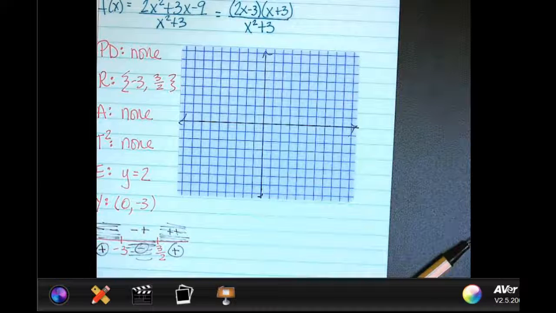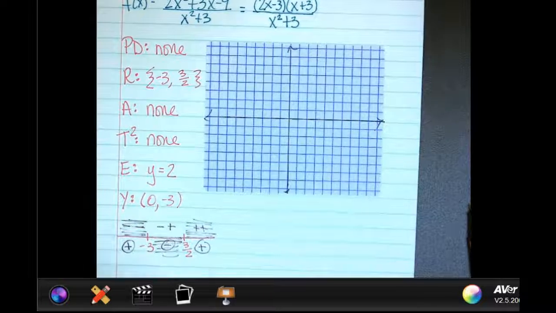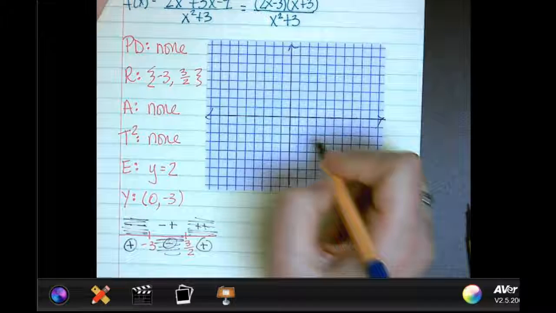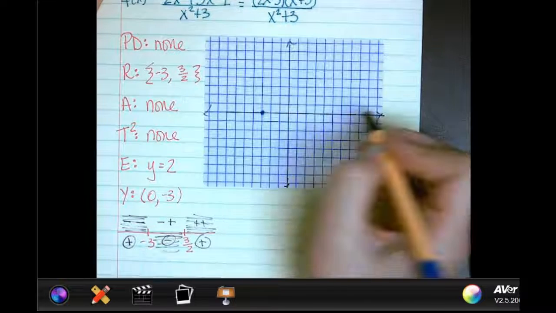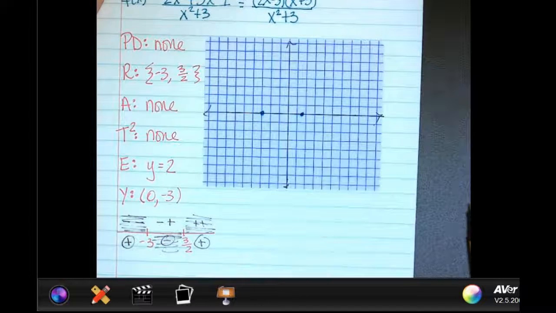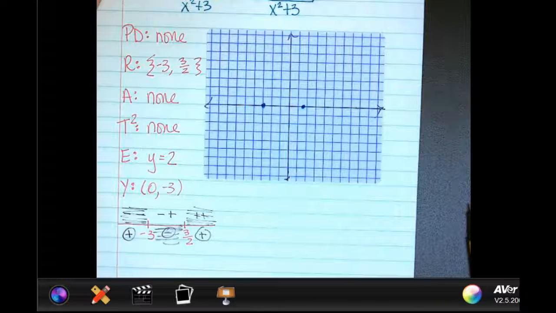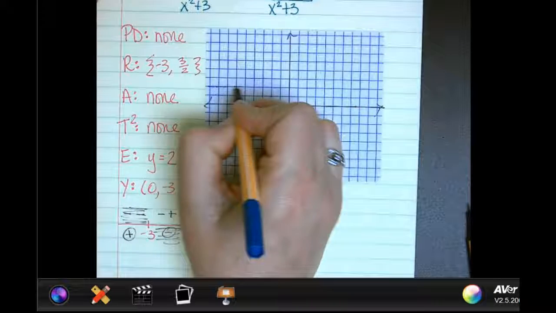Okay, and then we are going to plot everything we can plot at this point. We do not have any point discontinuity, but I do have roots at -3 and one at 3/2, so that's like 1.5. I have no vertical asymptotes, no tangency or togetherness. I have a horizontal asymptote at y equals 2.